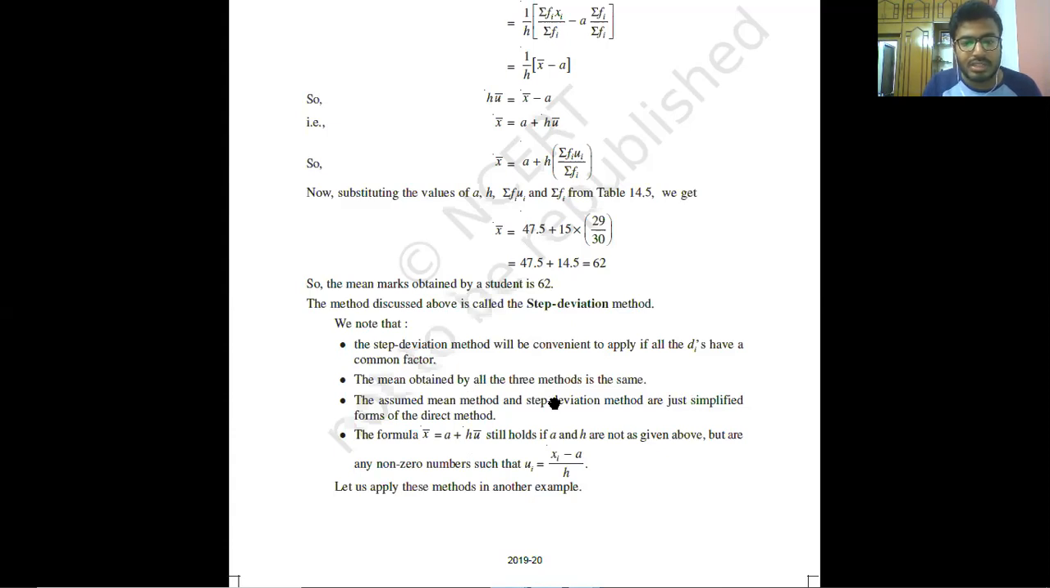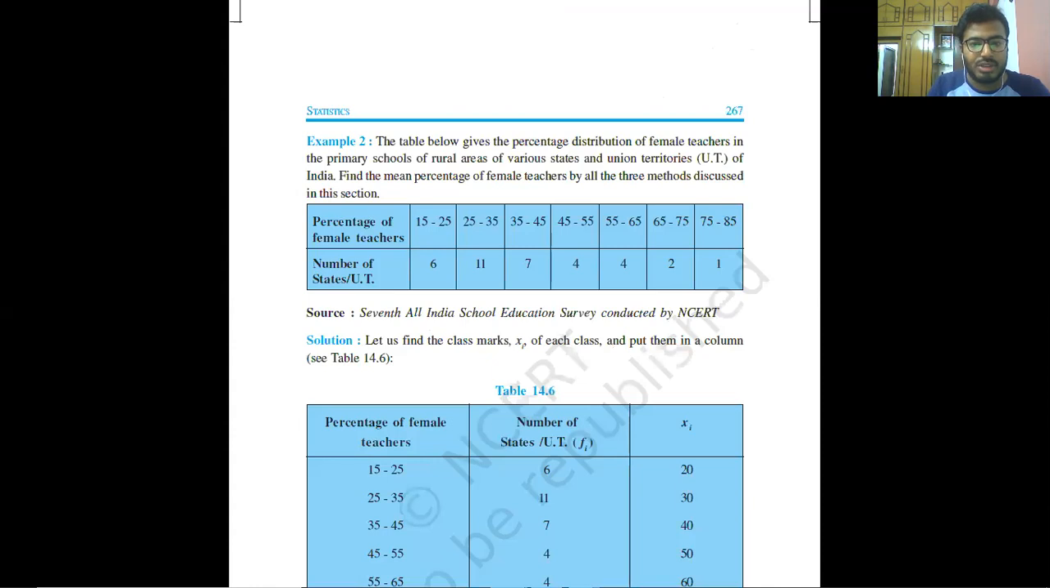Okay, the assumed mean method and the step deviation method are just simplified forms of the direct method. You can easily understand that in assumed mean and step deviation, we are taking h, the class length, and with that we are simplifying a little more. Okay, in the assumed mean method and the step deviation method, the formula is x bar is equal to a plus h into u bar. Okay, just remember this one. X bar means mean; in the step deviation method, a plus h into sigma fi ui upon sigma fi. So hope you understood these three. We'll go into the second example, where you have to calculate using all the methods.